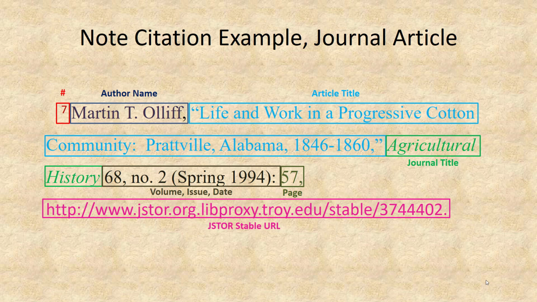Volume, comma, issue number, and date in brown, followed by a colon. Page number in olive green, because I cited the JSTOR version, followed by a comma with the URL in fuchsia. I copy and pasted this from the JSTOR page. A period closes the footnote.